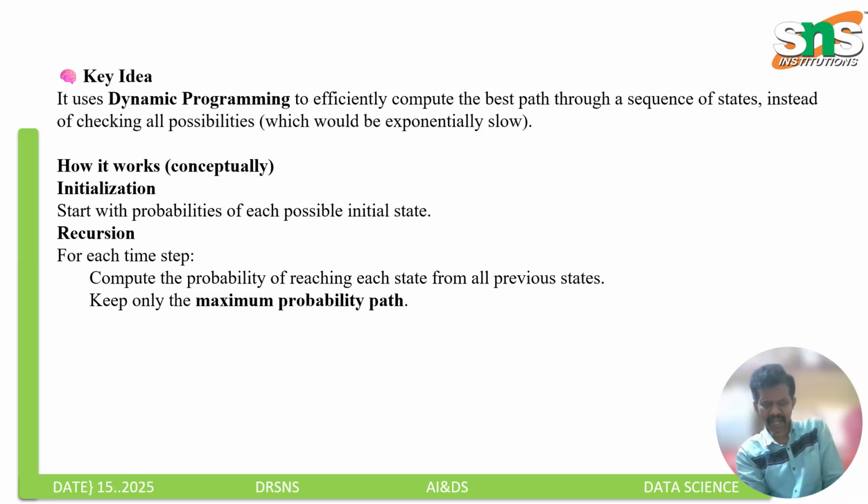And how does it work conceptually? First is initialization. It starts with the probabilities of each possible initial state. Next one is recursion. For each time step, compute the probability of reaching a state from all the previous states. So here we need to reach all the states starting from the previous states. Next, keep only the maximum probability path. We don't need to consider a minimum path, we need to consider the maximum path.